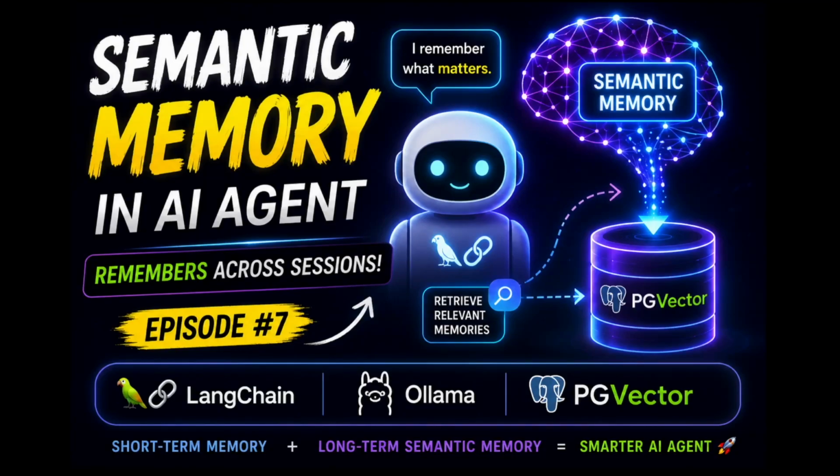Hello everyone, in this session we are going to learn about semantic memory, how semantic memory capability can be added to an AI agent. Here we are going to use LangChain Ollama as a local LLM, and we are going to use one of the vector databases, that is PG vector. This runs on top of the PostgreSQL which we have used in the previous session.